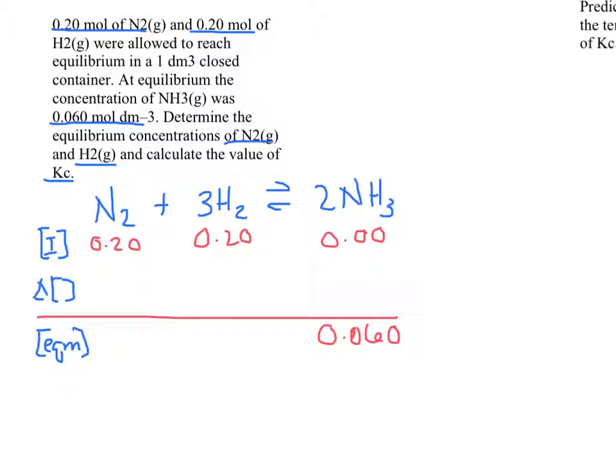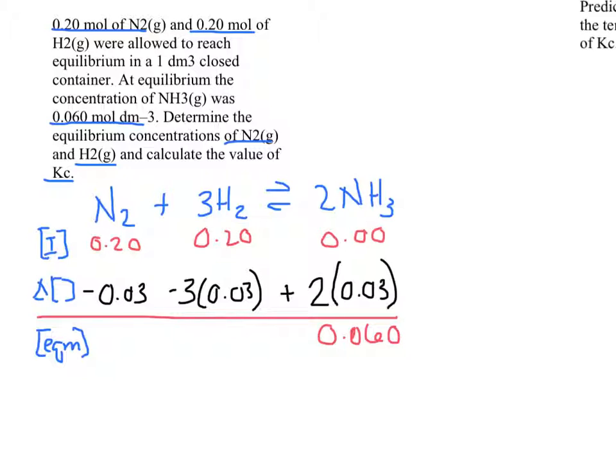So if we know that we have 2 NH3s and those 2 NH3s make 0.060, we know each individual one has 0.03 moles. So that means we need to subtract 0.03 moles from N2 and then subtract 3 times 0.03 moles from H2. Do this math, 0.20 minus 0.03, you get 0.17 and 0.11 moles per decimeter cubed for your two reactants.